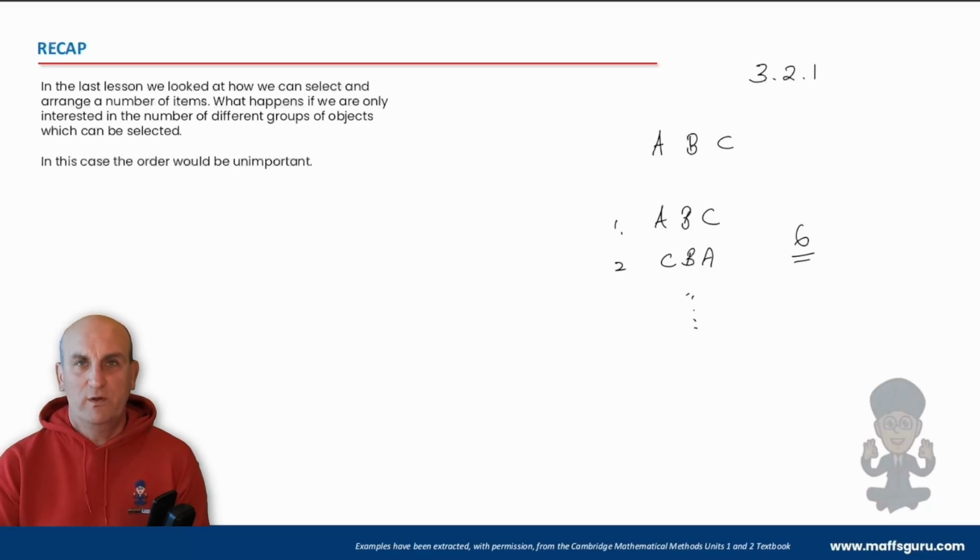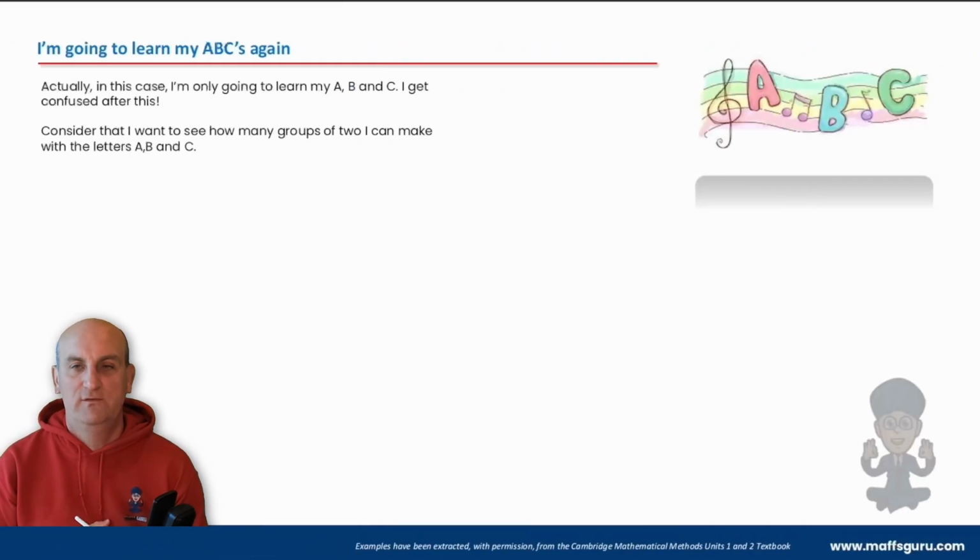But what if we just wanted to know how many ways there are of grouping those 3 letters? We would say that A, B, C and C, B, A are actually the same. We don't care about the specific order the letters are in. We just want to know that we've got a group of A, B, and C. That's very much what this video is going to do.